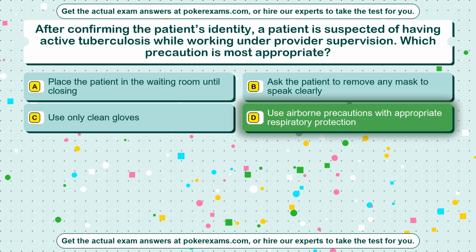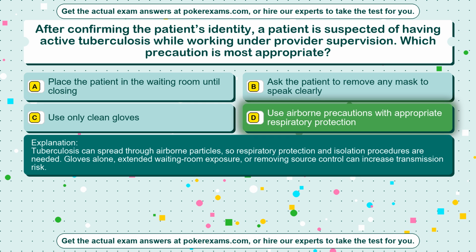The correct answer is option D, use airborne precautions with appropriate respiratory protection. Tuberculosis can spread through airborne particles, so respiratory protection and isolation procedures are needed. Gloves alone, extended waiting room exposure, or removing source control can increase transmission risk.